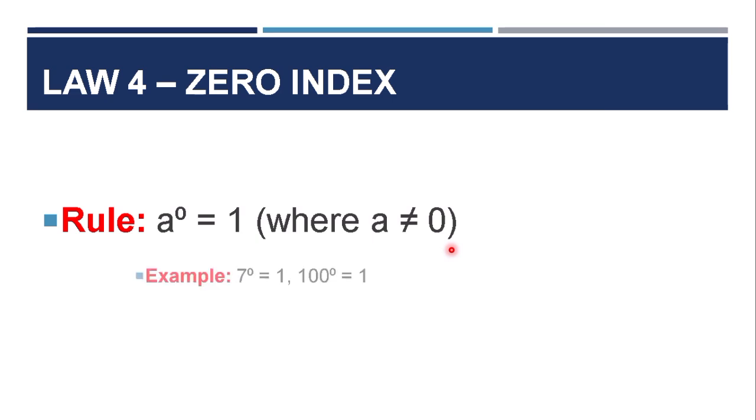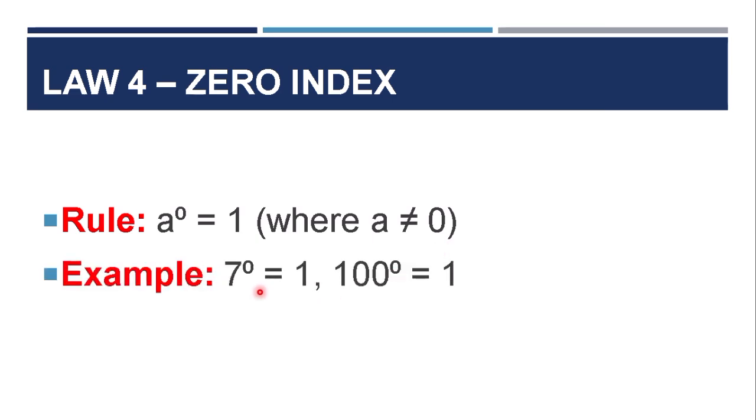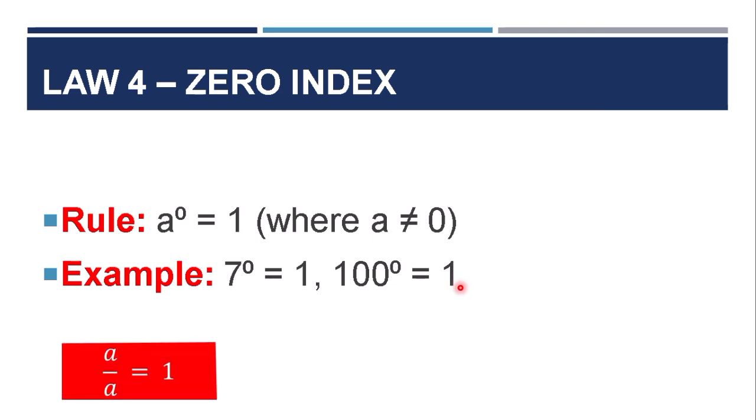For example, 7 exponent 0 is equal to 1. 100 exponent 0 is equal to 1. Why is it 1? Because when a number is exponent 0, it means the number is dividing itself. And if a number divides itself, the answer is 1.